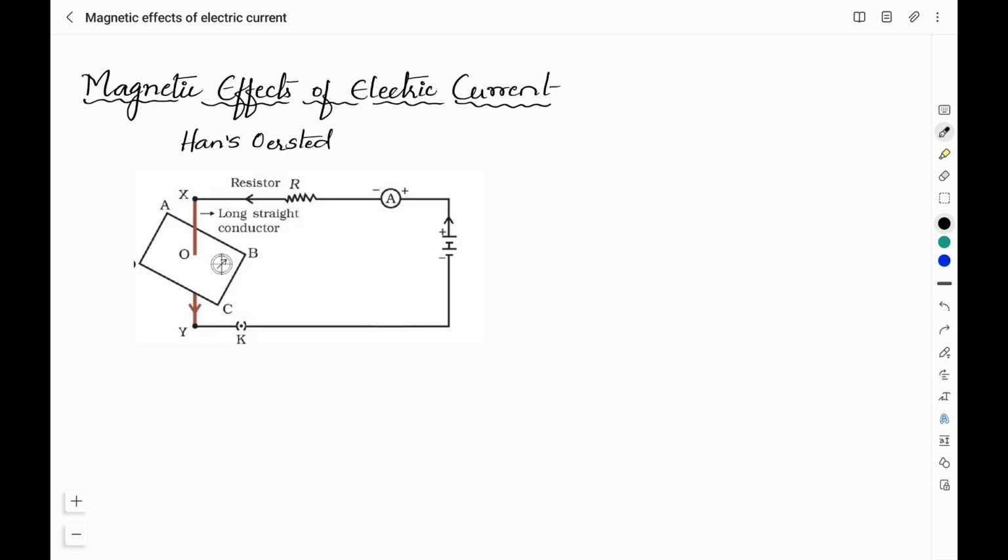Scientist Hans Ørsted for the first time observed that whenever current flows in a conductor, a magnetic effect is generated. He observed that the compass which was placed near the current carrying conductor was showing deflection. So by this we can tell that there is a connection between magnetism and electricity.